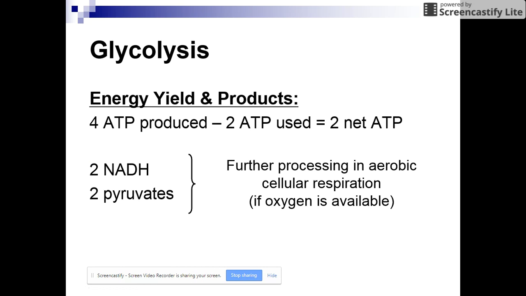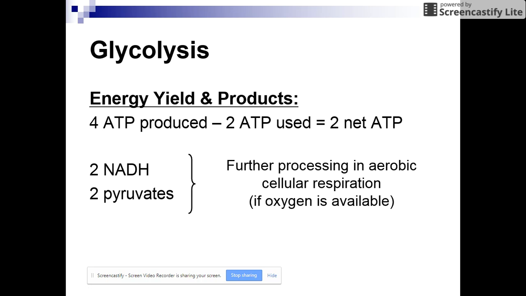So if you look at a yield of products, we have 4 ATP produced, but 2 are used in the beginning. So glycolysis has a net production of 2 ATP. You also have 2 NADH and 2 pyruvates produced. And these molecules are what move on to further processing if oxygen is available. And that's why it's called aerobic cellular respiration.